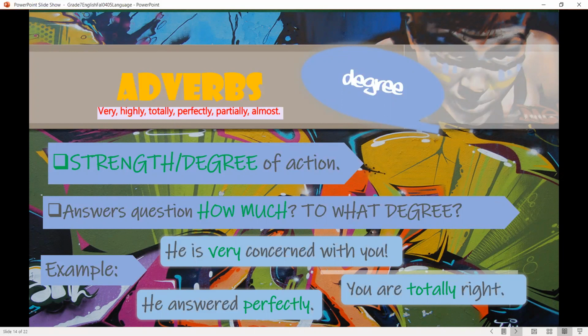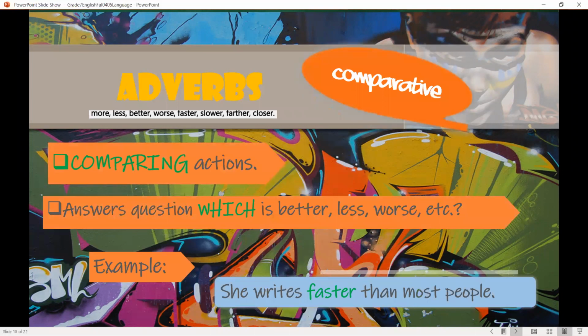Then we see he answered perfectly. To what degree did he answer? How well did he answer? He answered perfectly. There I've taken an adjective, perfect, and I've added ly to create an adverb to describe answered. You are totally right. How right are you? To what degree are you right? You're totally right.